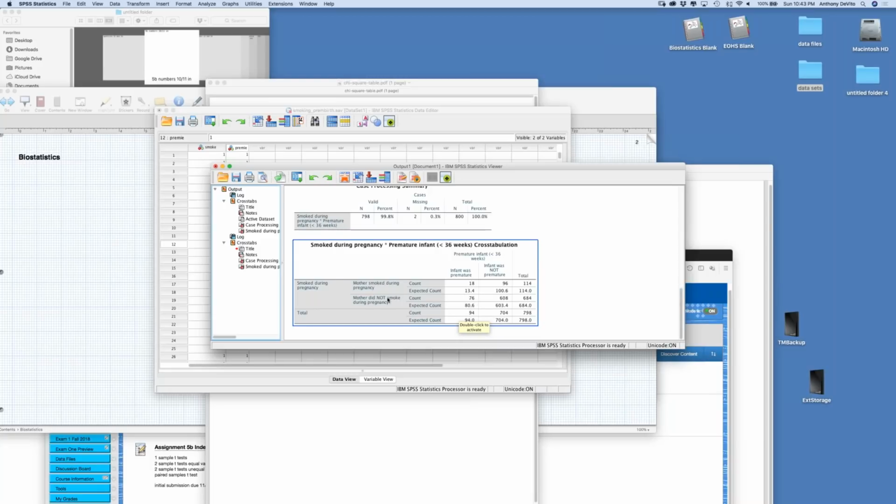So it looks like not smoking is protective here, doesn't it? It looks like smoking puts the infants at risk. The question is, are these differences big enough for us to reject the null hypothesis?